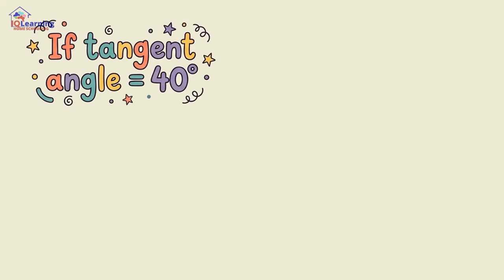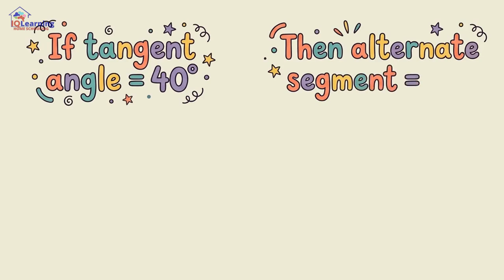So if the angle between the tangent and the chord is 40 degrees, then the angle in the alternate segment is also 40 degrees. That's the entire solution.